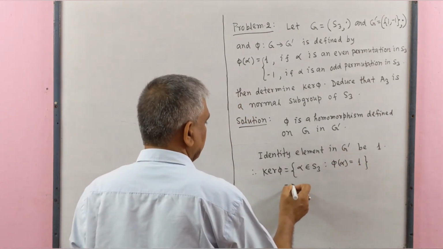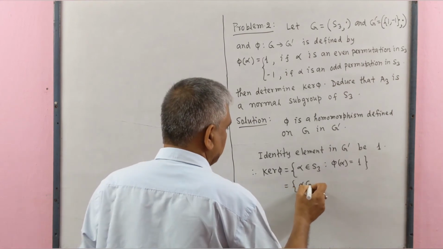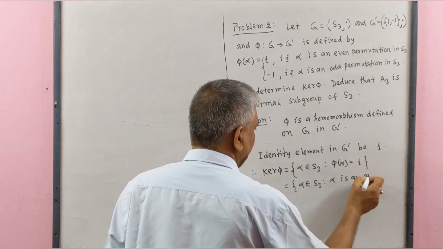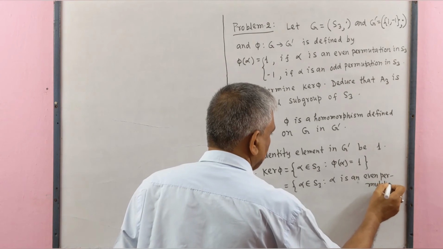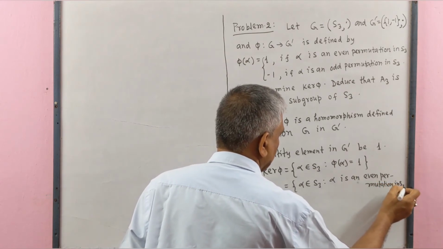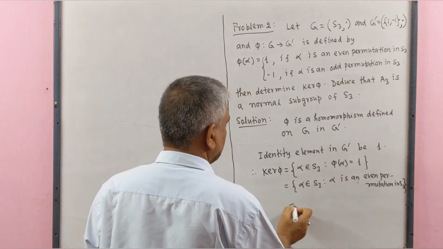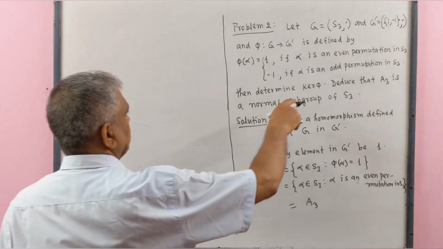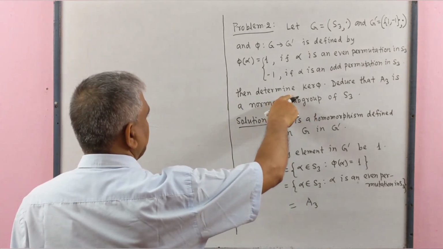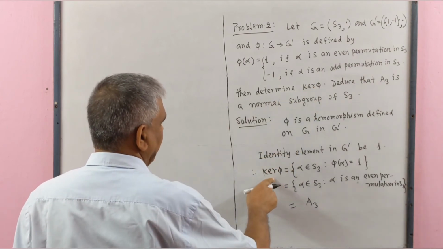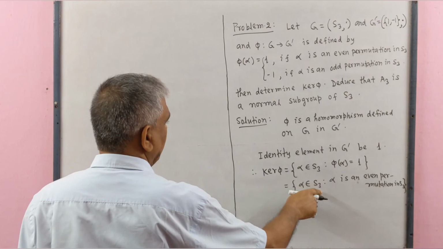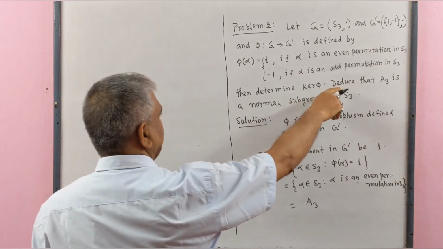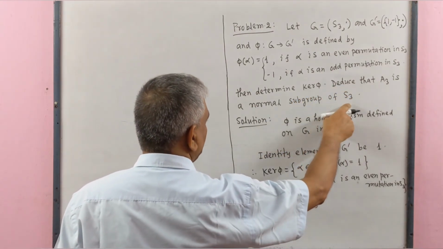This is equal to the set of alpha belonging to S3 such that alpha is an even permutation in S3, and this is equal to A3, the alternating group. So the first part is to determine the kernel of phi. The kernel of phi is the collection of all even permutations in S3, that is, the alternating group. The second part is to deduce that A3 is a normal subgroup of S3.